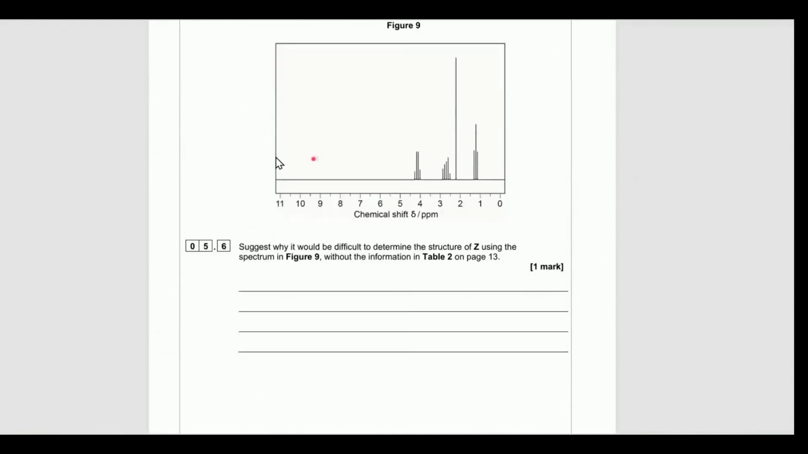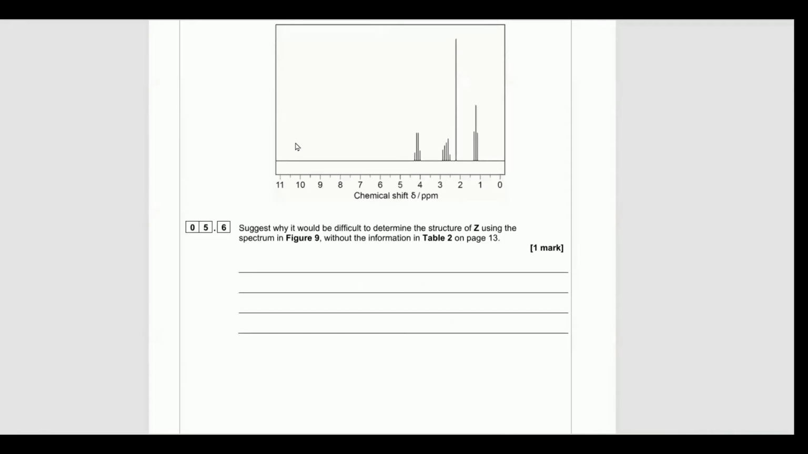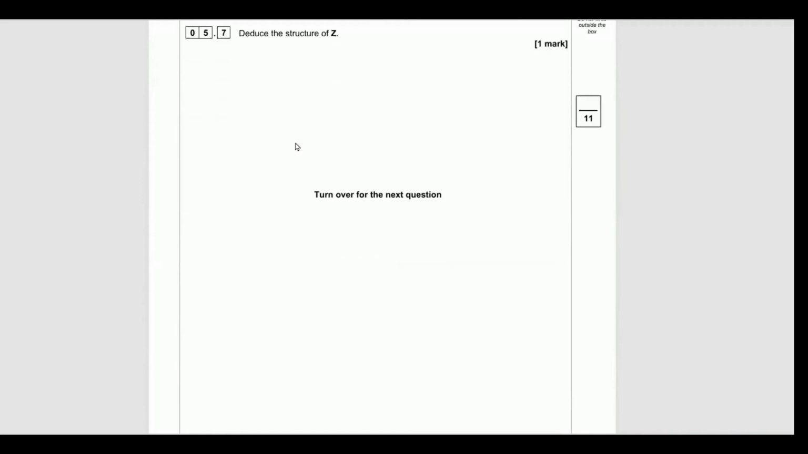So what we want to say here is this does not have the integration ratio. So it's going to be hard because this doesn't tell us the integration ratio. So it's going to make it a little bit more difficult. And that'll get you a mark for that. Now we're going to be on to, I presume, the final part of the question. Deduce the structure of Z. So now what we've got to do is put it all together based on the information we were looking at. So let's do that. And it's only 1 mark.